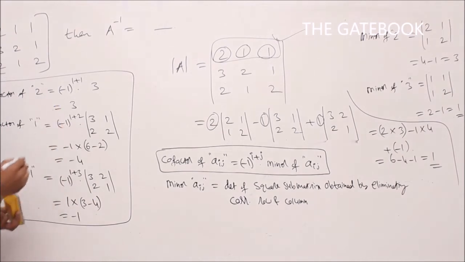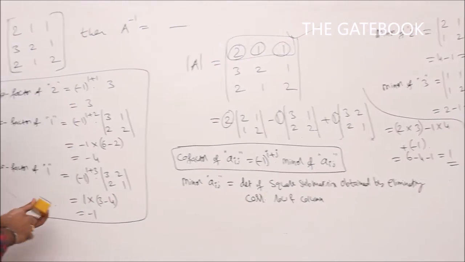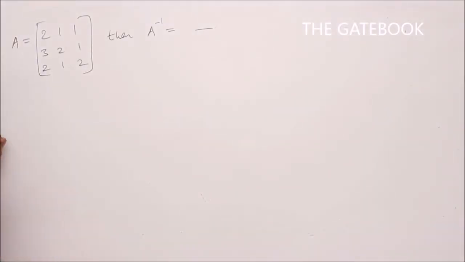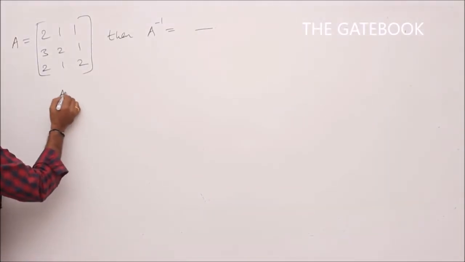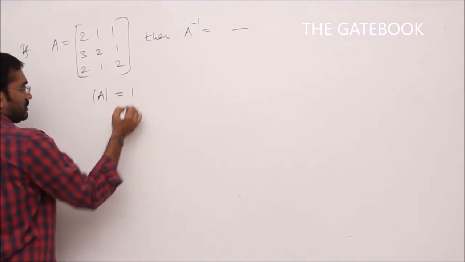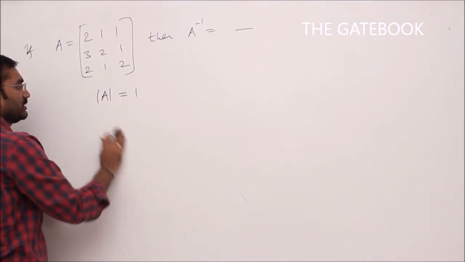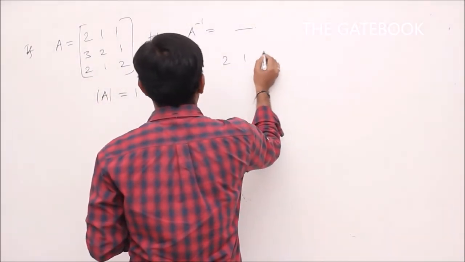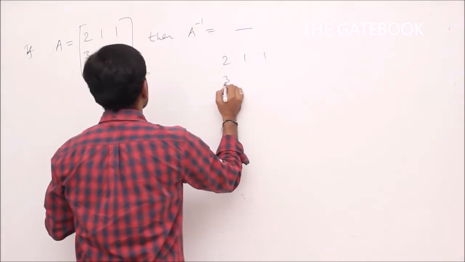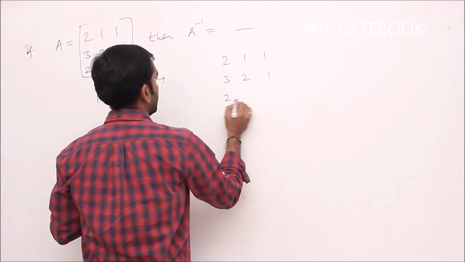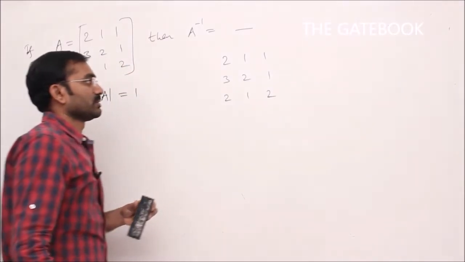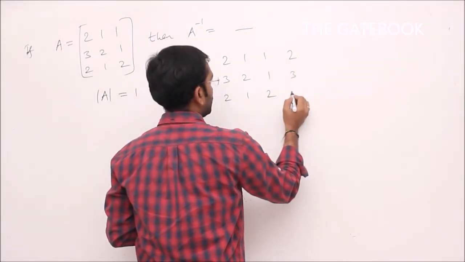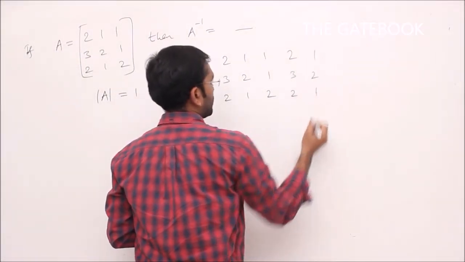But we need to find the inverse here. So to find the inverse, we have to go for adjoint A also. So we finally got the det A value as 1. Now to find the det A value, we have one shortcut method. Write the elements first, 2 1 1, 3 2 1, 2 1 2, the elements of that given matrix. Now repeat the first two columns, 2 1, 3 2, 2 1.